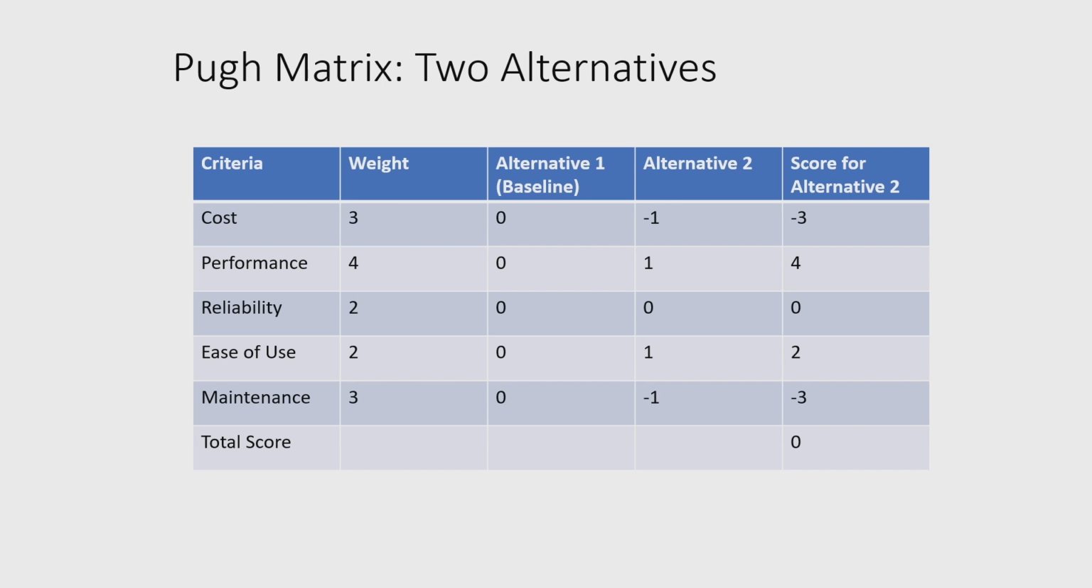So what do we do? Suppose we multiply by weight. The score for alternative 2 is 3 into -1 is -3, 4 into 1 is 4, 2 into 0 is 0, 2 into 1 is 2, 3 into -1 is -3, and you add them together. So it becomes basically 0. So this indicates that both the alternatives have almost the same value, and you are a little bit undecided, you will decide based on other factors. But an alternative may come out better or may come out worse.